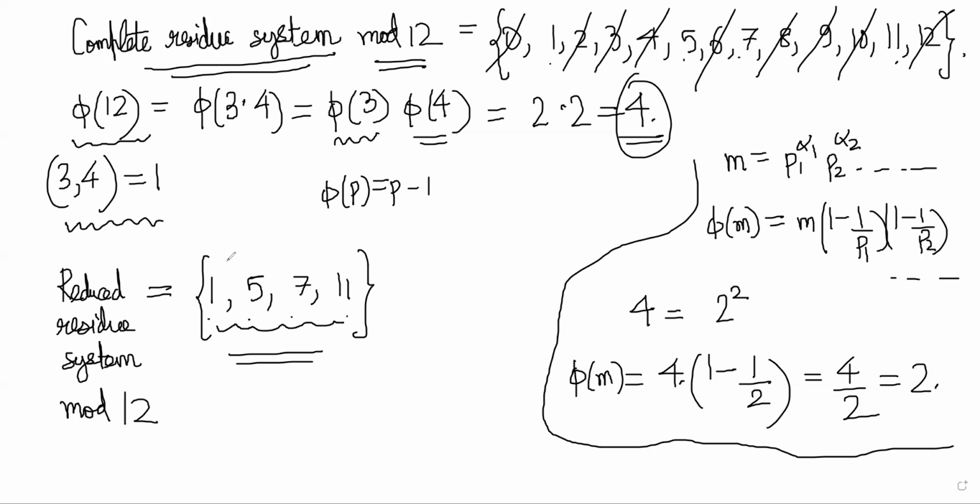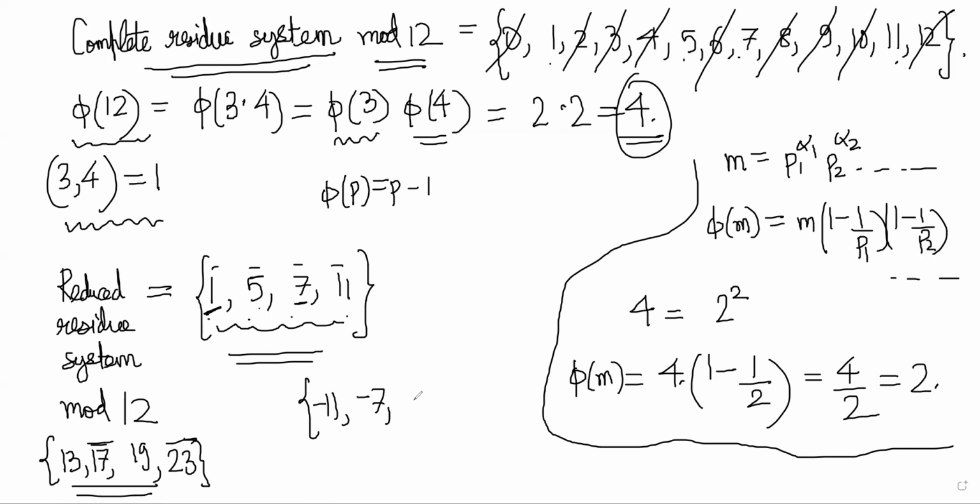Now, obviously, this is not the only way you can write the reduced residue system here. Some alternate ways to write the reduced residue system mod 12 would be 13, 17, 19, 23, for example. Why these? Because 13 is 1 mod 12, 17 is 5 mod 12, 19 is 7 mod 12, and 23 is 11 mod 12. Similarly, minus 11, minus 7, minus 5, minus 1 also forms a reduced residue system mod 12. So that's the basic understanding. Through an example, we have seen what is a reduced residue system.